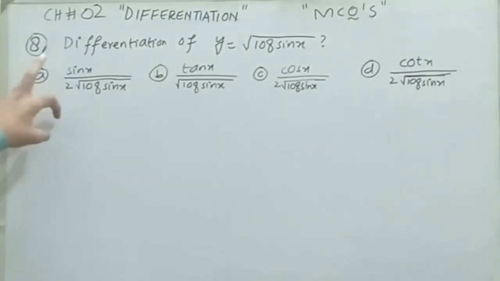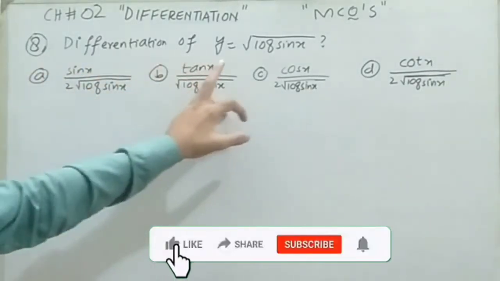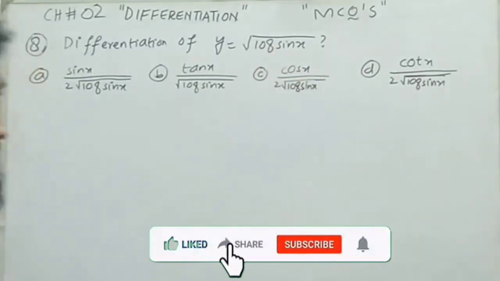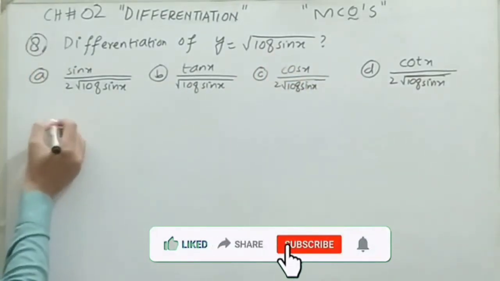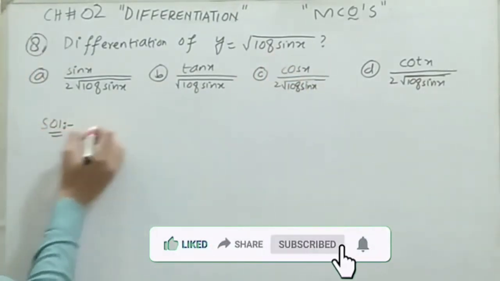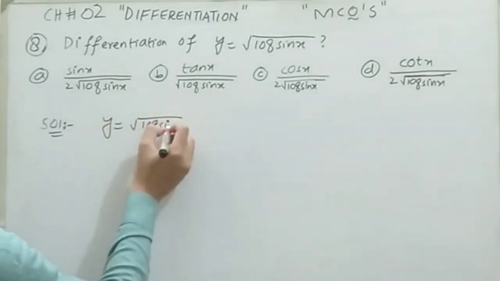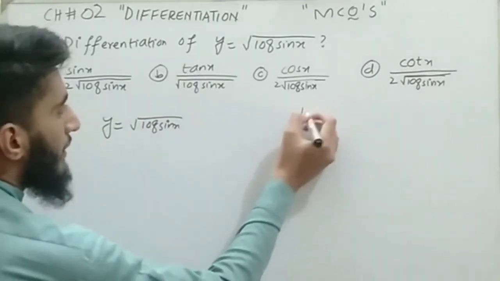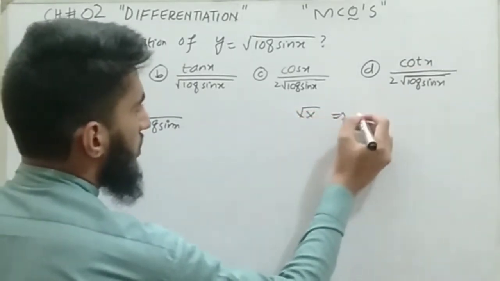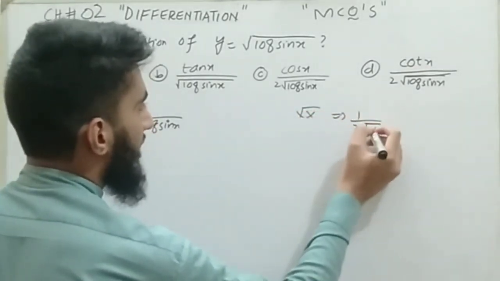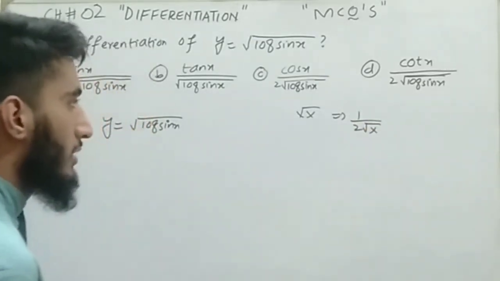Now move toward MCQ number 8. It has the differentiation of y is equal to root of log of sin x. So let's move toward the solution of this MCQ number 8. A function is given: y is equal to root of log of sin x. Remember that the derivative of root of x is always equal to 1 over 2 root x. So we already found this in the previous exercise of chapter number 2.